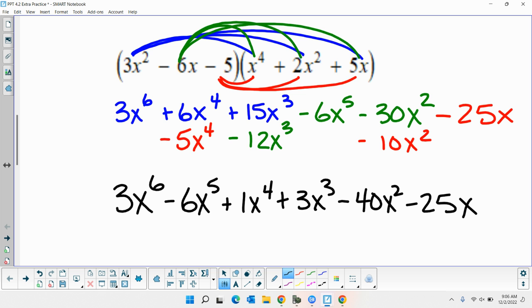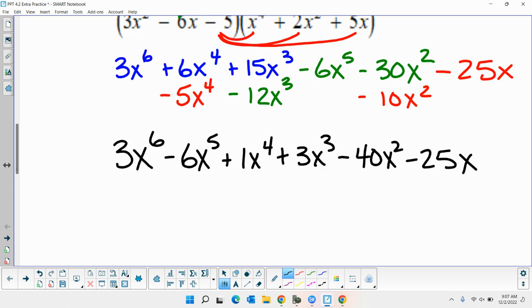Do we have a special name when it's 6? No. So we would just say a 6th degree polynomial. Okay? Just reviewing some stuff. Questions on that one? Okay.